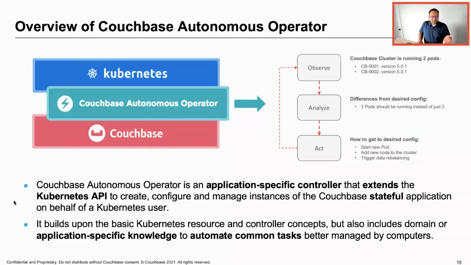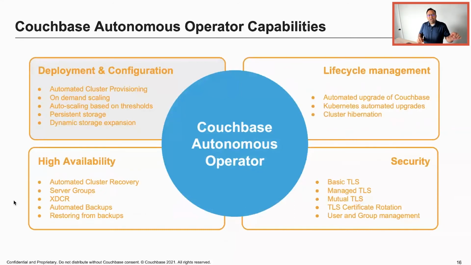So here is the list of capabilities, and I have put those in 4 boxes: deployment and configuration, lifecycle management, security, and high availability. And in each of those areas, you will see there are many product capabilities we have shipped, starting from 1.0 and more advanced level capabilities such as automated upgrade, auto scaling using thresholds, and cluster hibernation. Many of those capabilities were built into the product over the last 3 years.